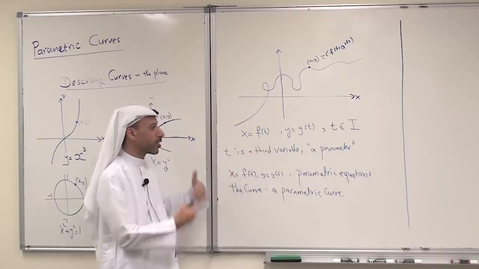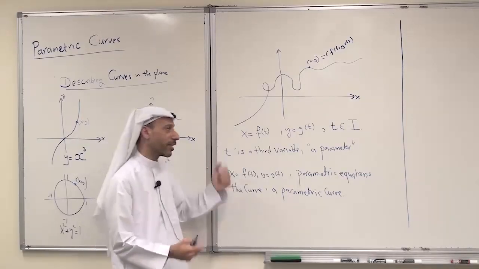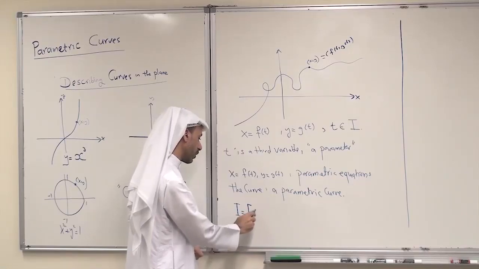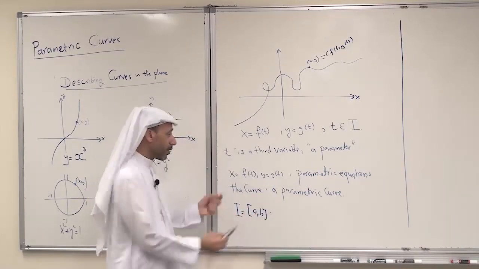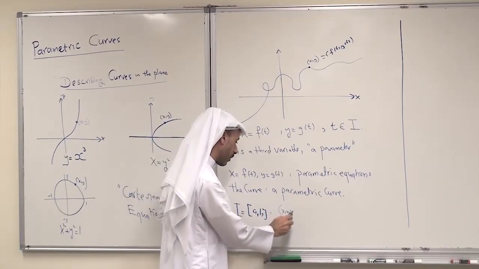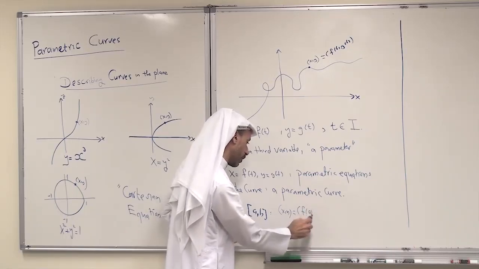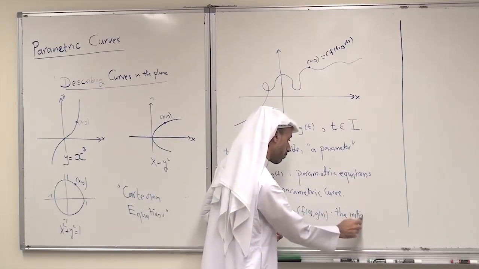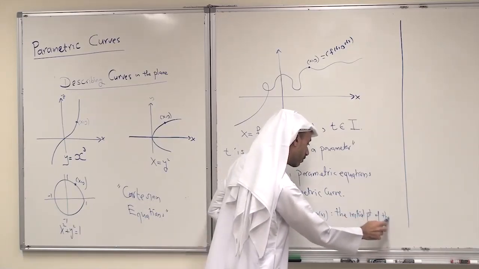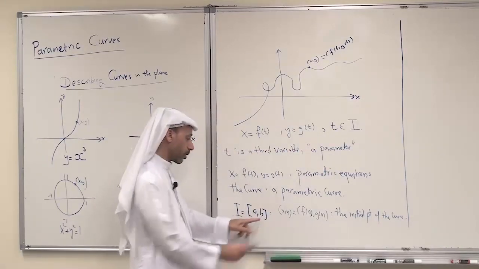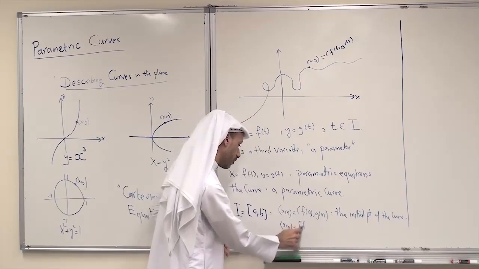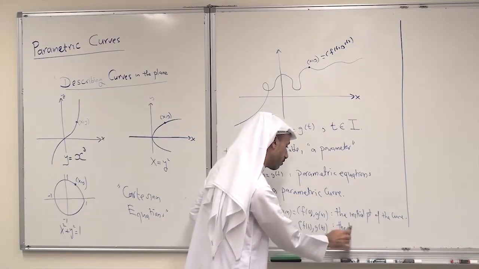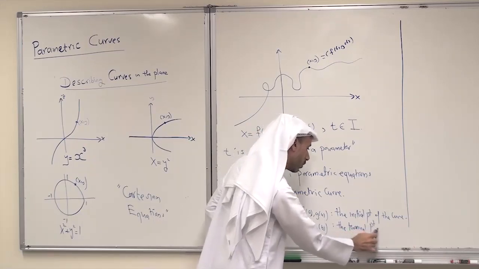You may think of t as time. Usually it will represent time, but in general it may not. It is just a third variable. In this case, if the interval I is a bounded closed interval, a, b, then the first point, x, y equals f of a, g of a, will be called the initial point of the curve, and at the end point b, x, y equals f of b, g of b, is called the terminal point of the curve.